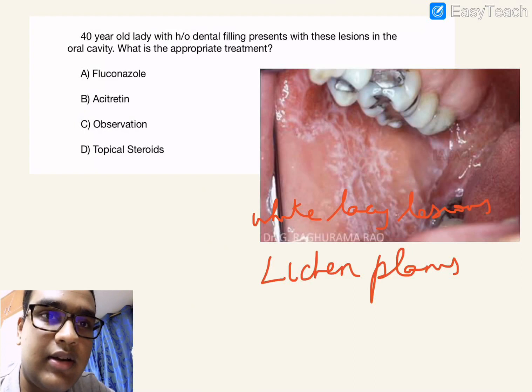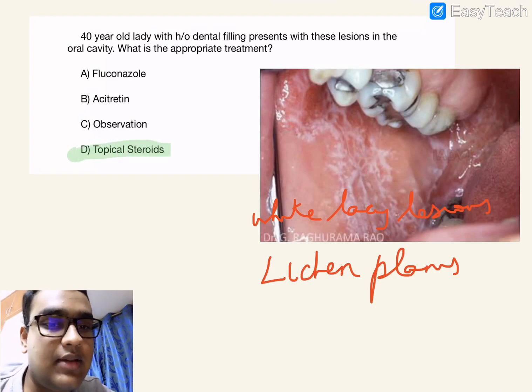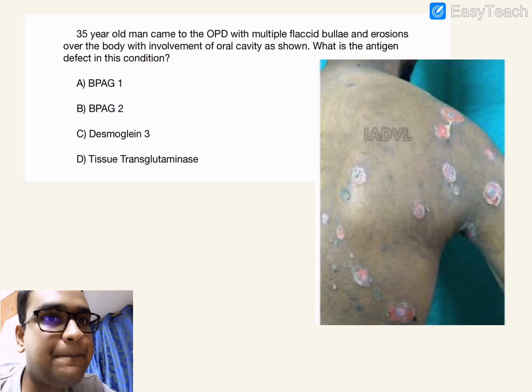Acitretin is again not a line of treatment. Fluconazole is an antifungal, is not given here. Observation, no. The treatment is topical steroids. So we usually give topical triamcinolone paste for oral lichen planus. Triamcinolone paste is what is used, which is a topical steroid.